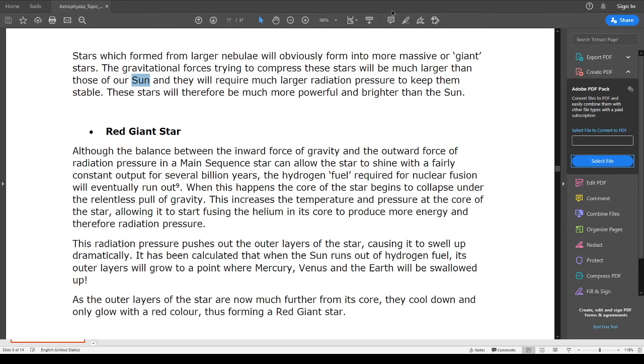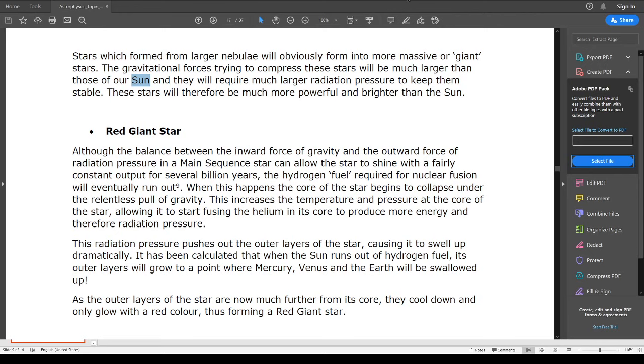Okay, so if the gravitational force is larger, to balance the gravitational force now, who needs to be larger? The radiation pressure. The radiation pressure now needs to be larger. So for these massive stars, the gravitational force is larger, so the radiation pressure must also be large. The radiation pressure must be huge. Therefore, now the question: what causes radiation pressure? Do you remember this?